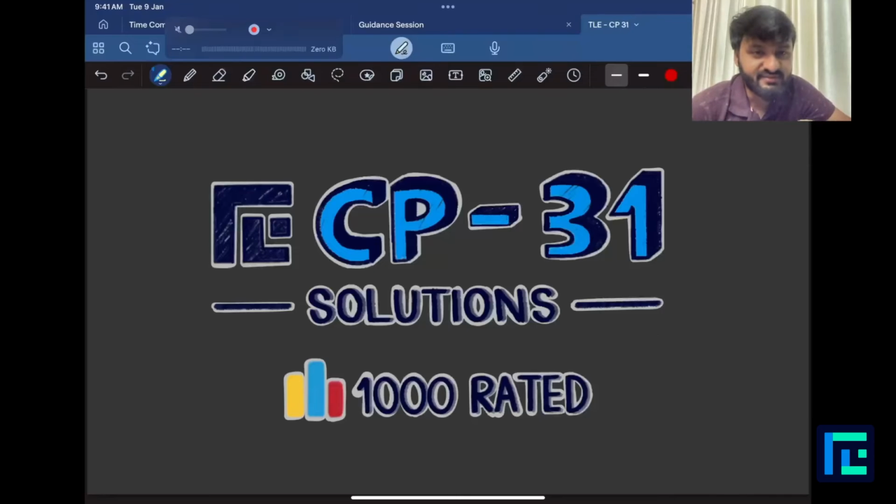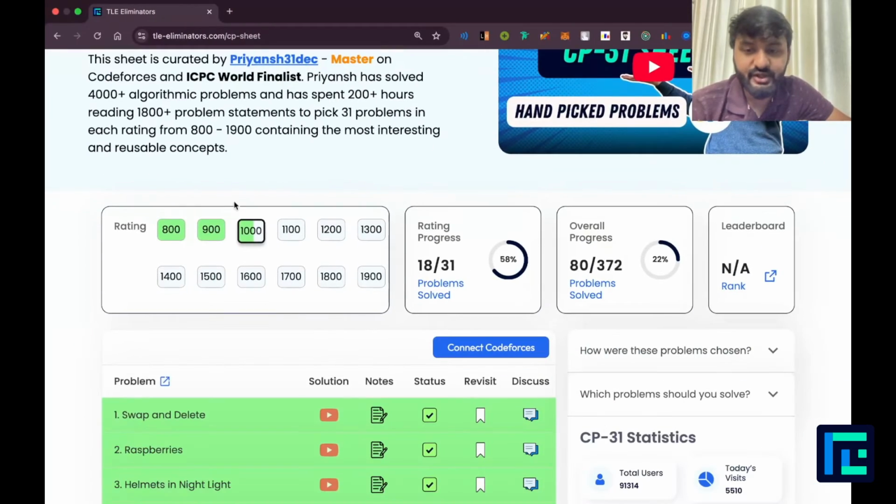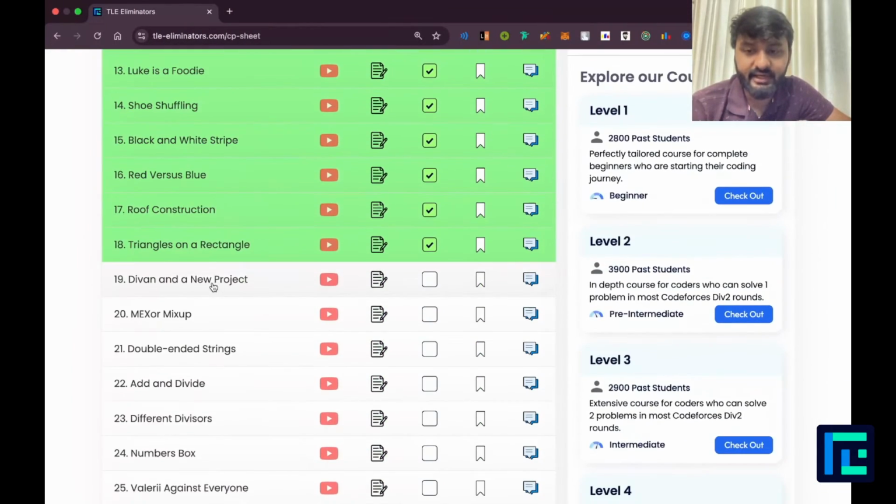Hello everyone, my name is Viraj and today we'll be looking at the 19th problem from the CP-31 sheet by TLE Eliminators under the 1000 rated questions. Let's go. So moved on to my sheet over here, ticked off 1000. Let's go to the 19th problem, Divan and a New Project.